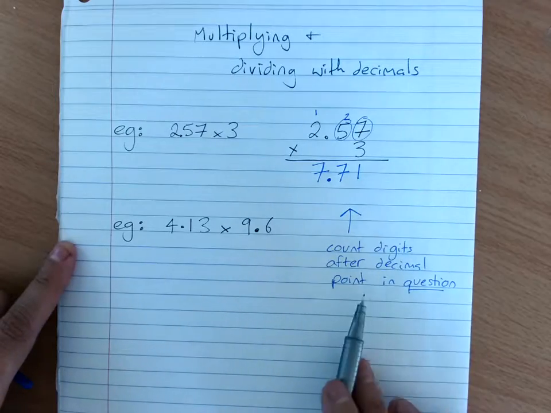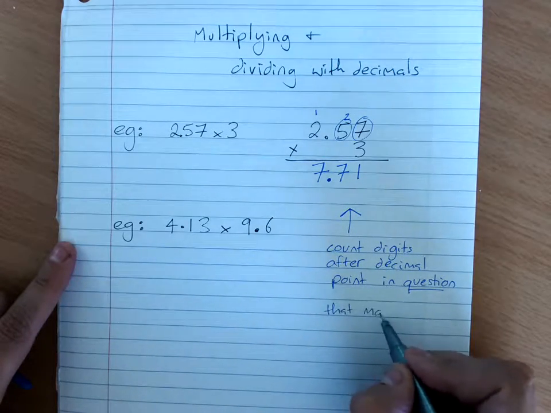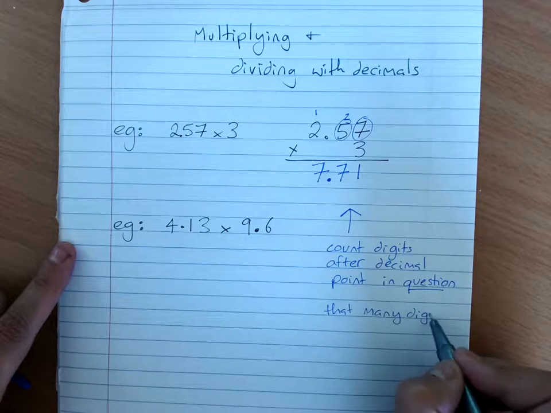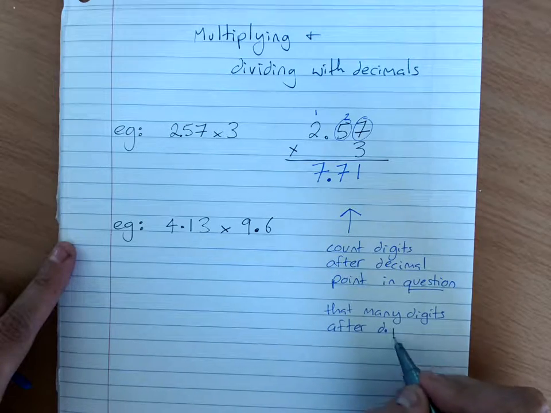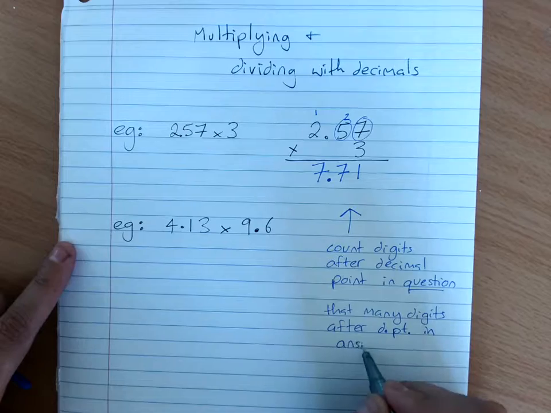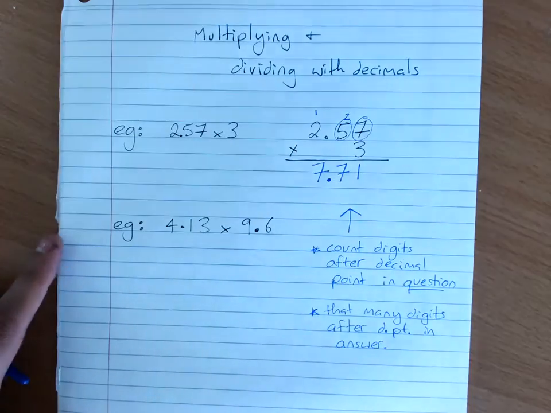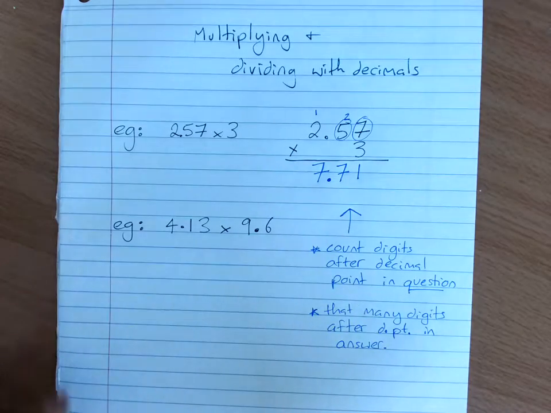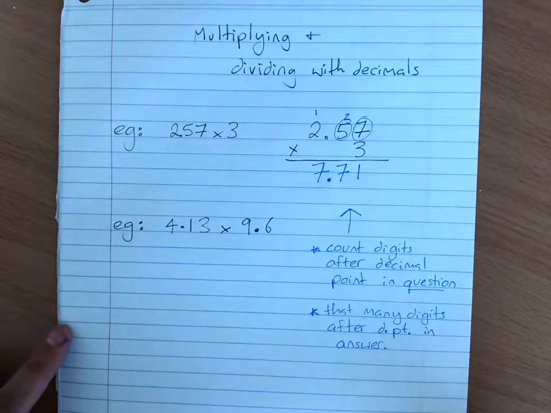Count the digits after the decimal point in the question. That many digits after the decimal point, I'm abbreviating there, in the answer. So that's the only difference between multiplying just whole numbers and multiplying with the decimals. Just have to work out where the decimal point goes.